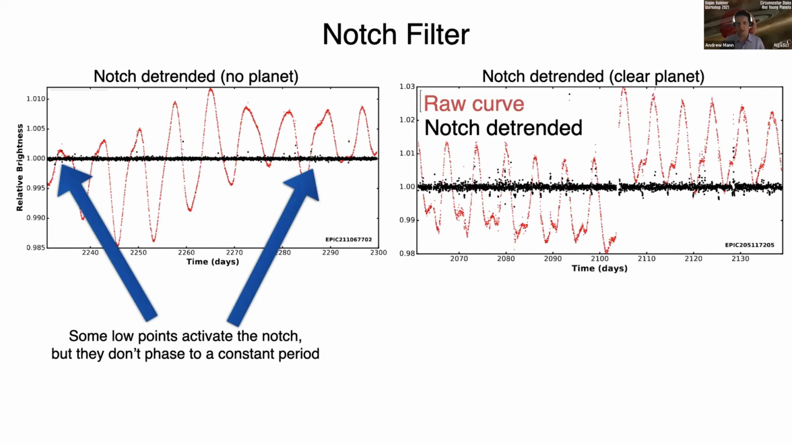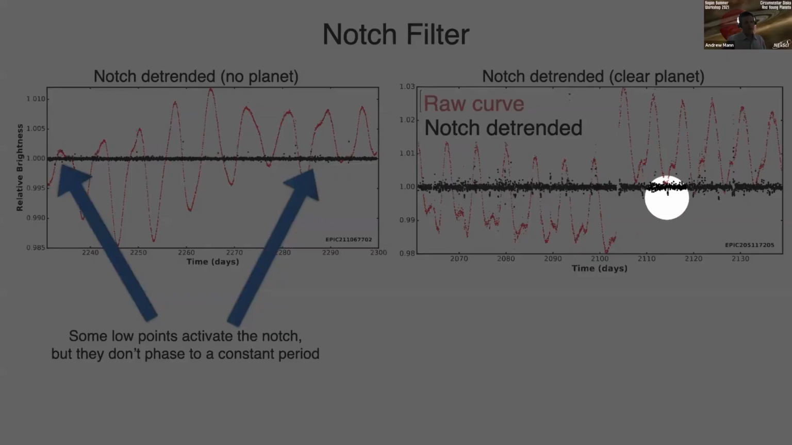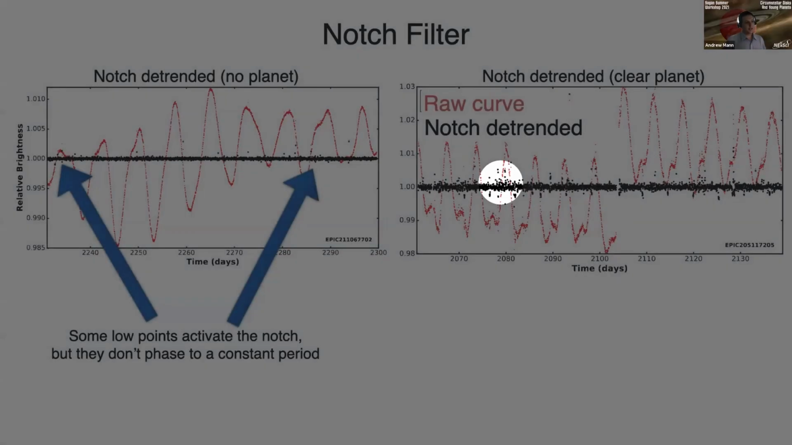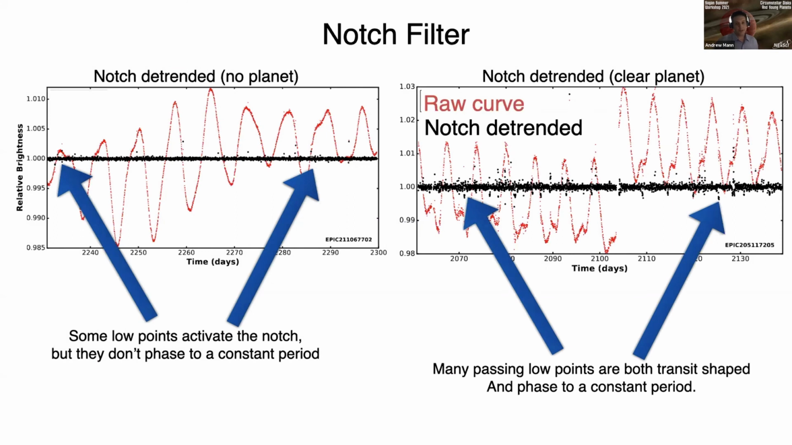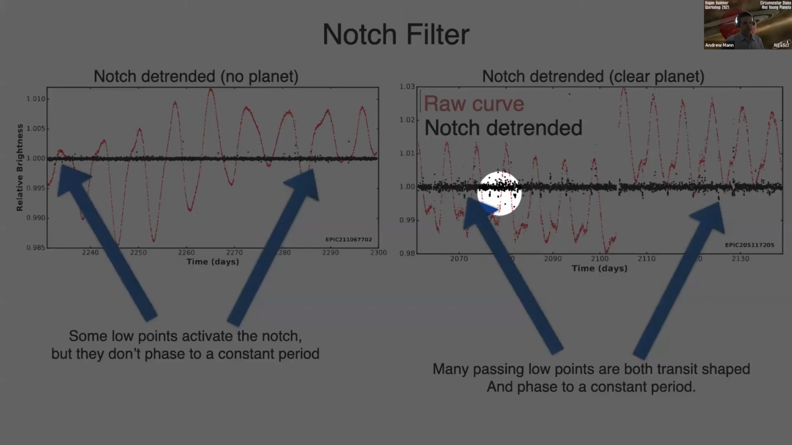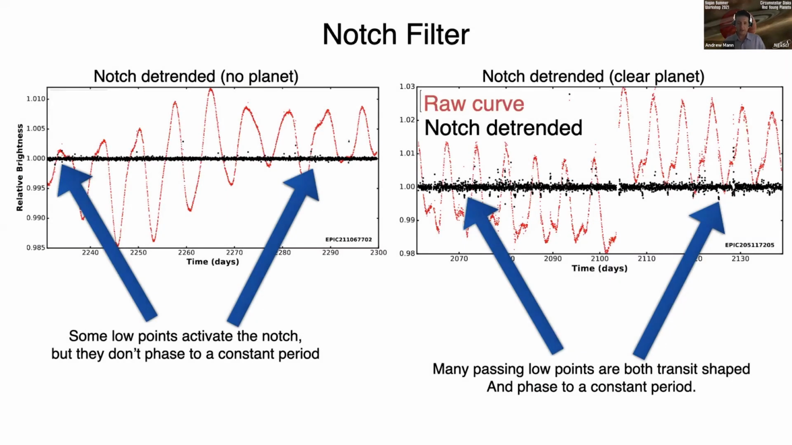And on inspection, they're clearly not transits. In fact, the same thing is happening over here on the right, which is a system with a very clear planet. There's something that phases up to a Keplerian period, something periodic, something we expect from a planet signal, from a transit signal. There's also a whole bunch of other things that the notch is clearly activated on that are not transits, but they don't phase to anything. These are very easy to remove, even algorithmically. We don't even have to inspect these, which is advantageous for a bunch of reasons.